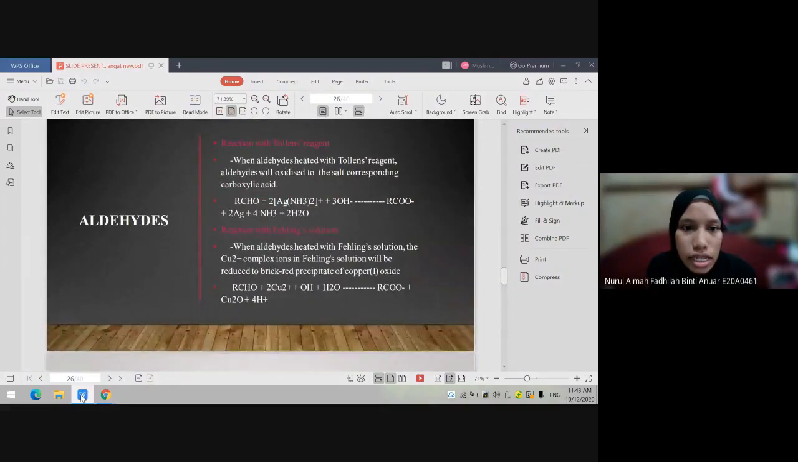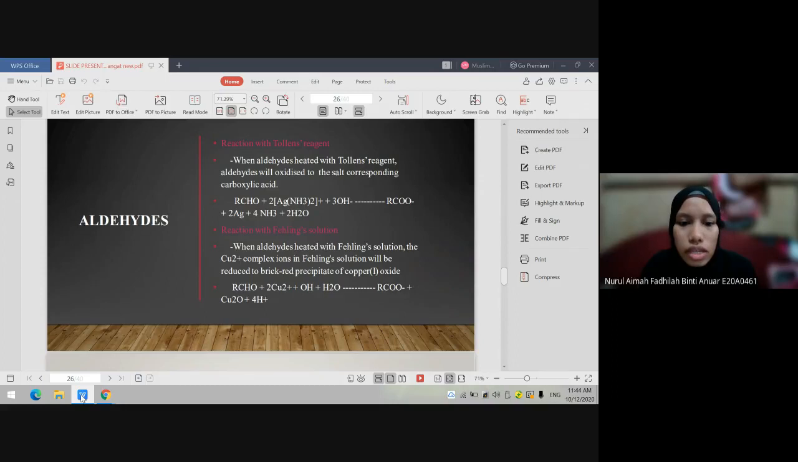Next is the Tollens reaction. Reaction with Tollens reagent. When aldehyde is heated with Tollens reagent, it can form a silver mirror, as we know with argentum. The next is reaction with Fehling solution.